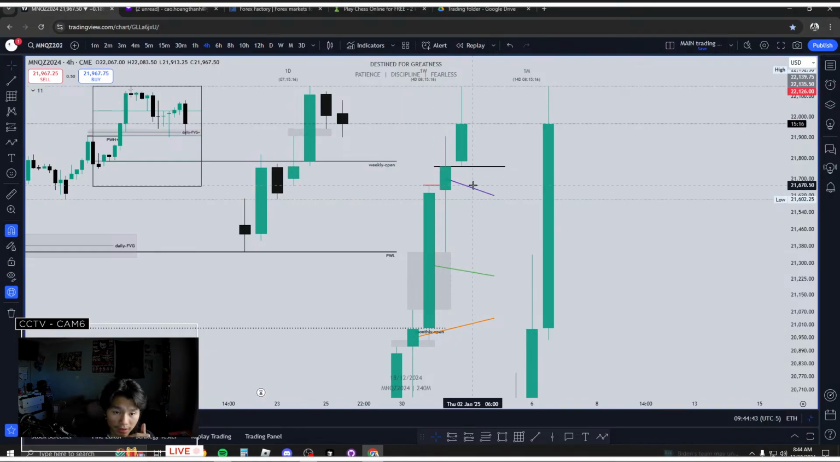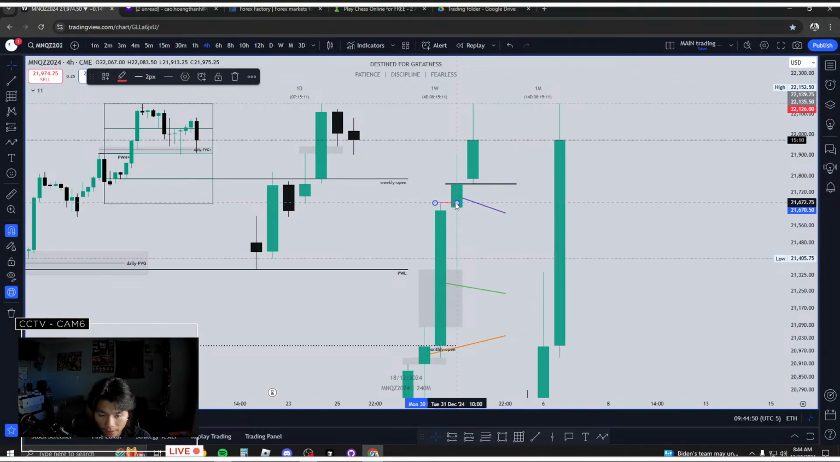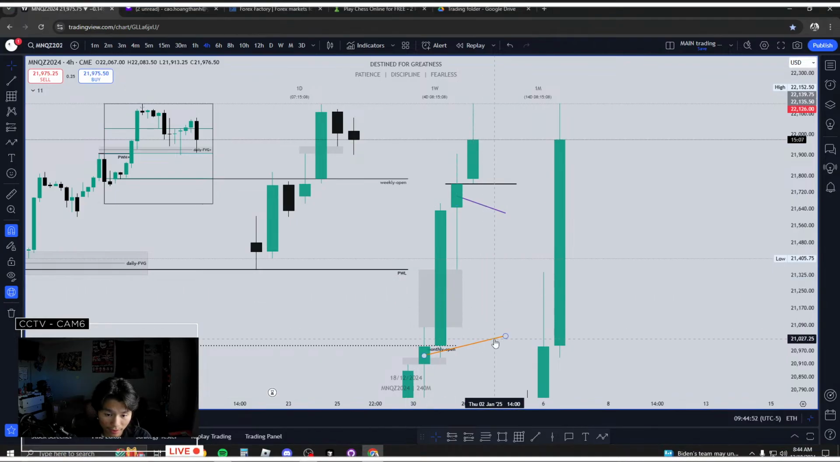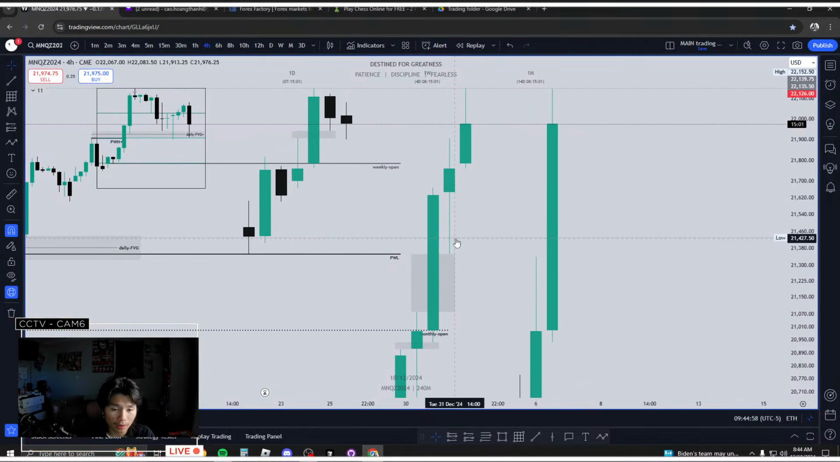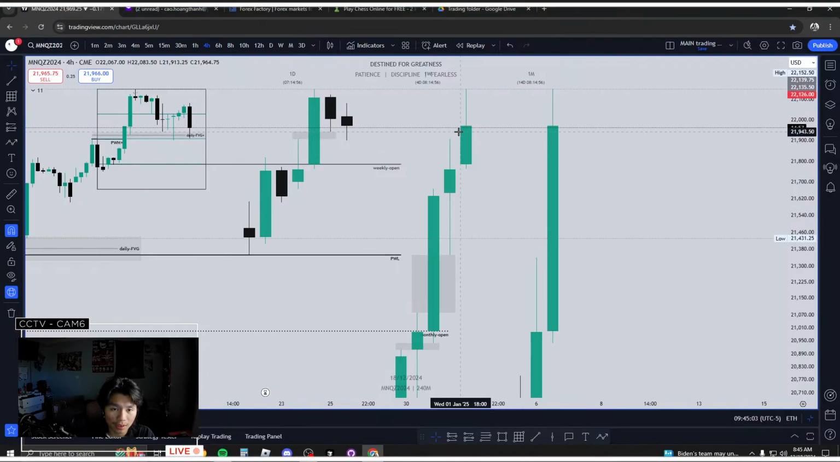And because we closed above the red line here on the third candle, I'm going to treat that fair value gap that we created on the weekly time frame as a breakaway gap, meaning my objective for the weekly time frame is going to be previous week's high.